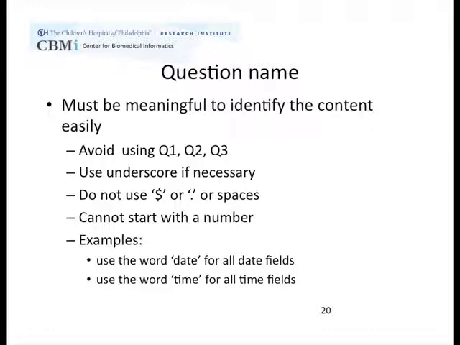So in my question, we have to define a name. Question names are mainly used by the statistician when they export the data, so make sure that the names are meaningful, so that we can identify easily the content of this field. So avoid using a question name like Q1, Q2, Q3. For a statistician, it's a nightmare. We don't know what data they contain. You can use underscore in question names. Sometimes it helps understand the meaning of the question name to separate two words, for example. Do not use special characters like dollar, dot, or space.